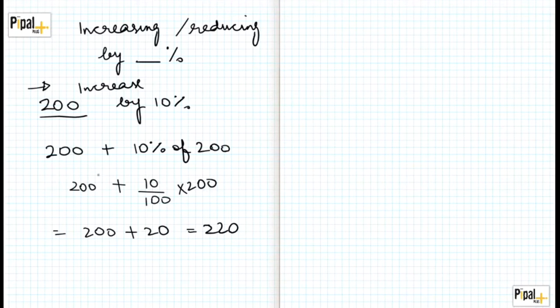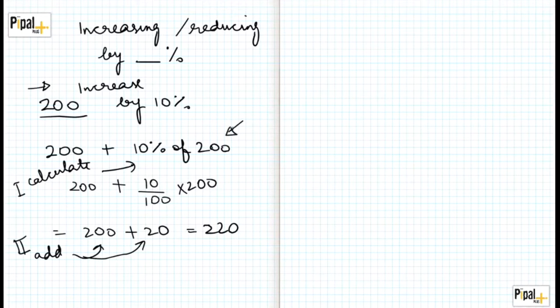So this is a two-step process where in the first step we calculate the percentage, right? And in the second step we add the new number to the original number. Now instead, if we could do this in one step, this would make our calculations much faster. So increasing something by 10%, let's take it from here. Increasing 200 by 10% is adding 10% of 200 to 200, right?